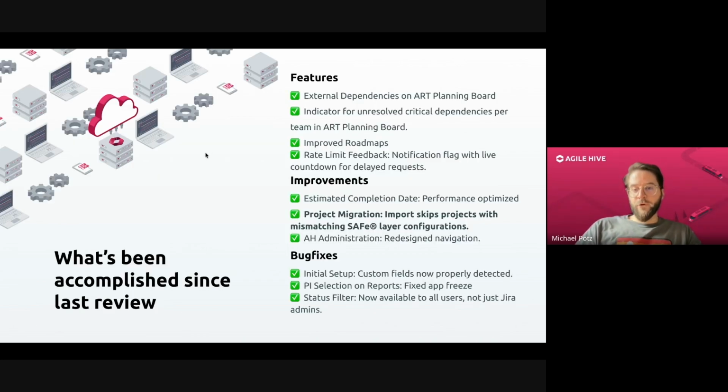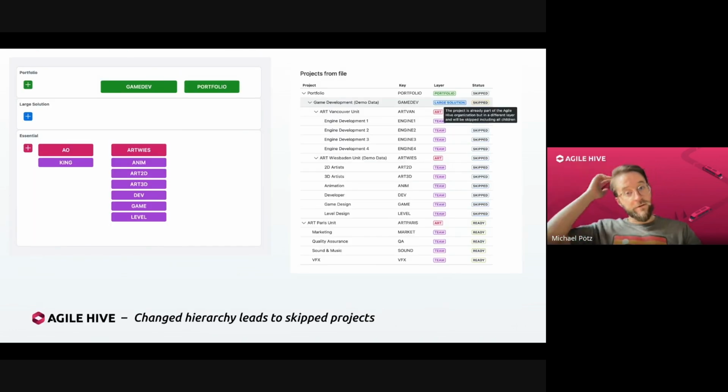Then a project migration topic. In a previous review, we presented to you the ability to import the Agile Hive hierarchy from your data center instance into Agile Hive Cloud via the app administration, and you could upload a JSON file that contained your entire hierarchy from data center, and it would present to you this list of projects that will be or would have been added to My Organization in Agile Hive Cloud as well.